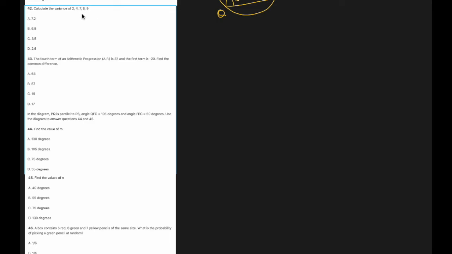Calculate the variance of 2, 4, 7, 8, 9. Okay. So variance is sigma of (x minus x mean) squared over n. So first let's find the mean of these 5. 2 plus 4 is 6. 6 plus 7 is 13. Plus 8 is 21. Plus 9 is 30. So x bar is the sum 30 divided by how many there are, 5. So 6 is the mean.